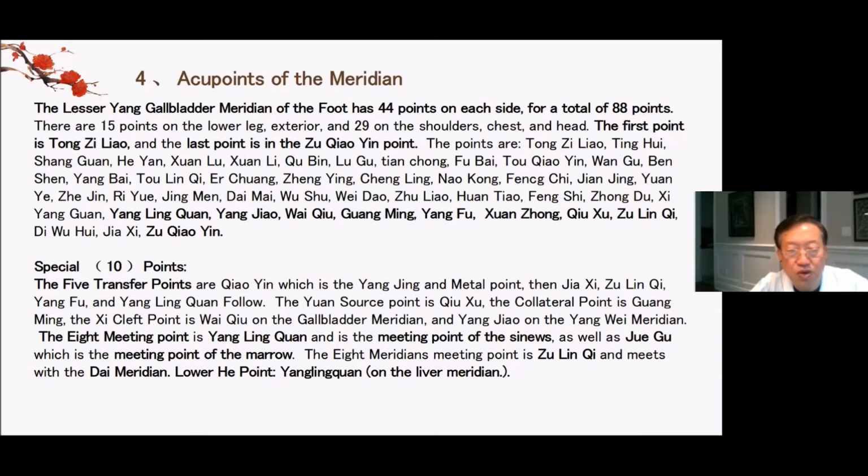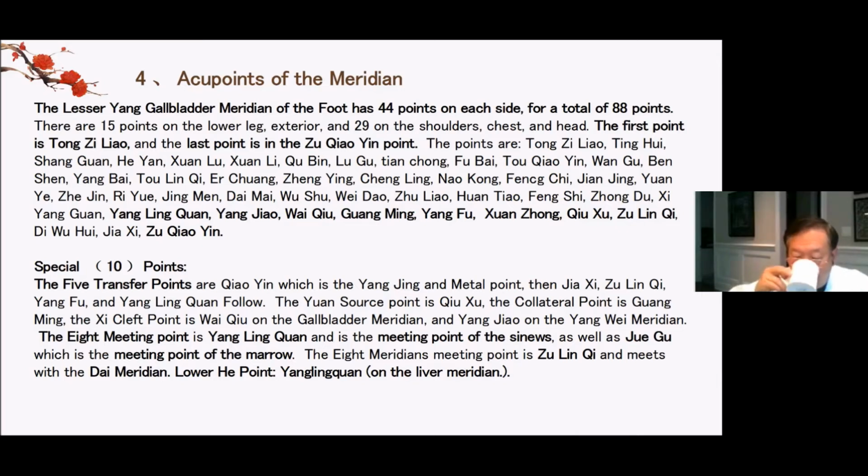The 5 transfer points start with Qiaoyin, which is the Yang Jing and metal point. Then follows Jiaxi, Zulinqi, Yangfu, and Yanglingquan. The Yuan source point is Qiuxu. The collateral point is Guangming. The Xi cleft point is Waiqiu on the gallbladder meridian. The Yangjiao is on the Yangwei meridian.